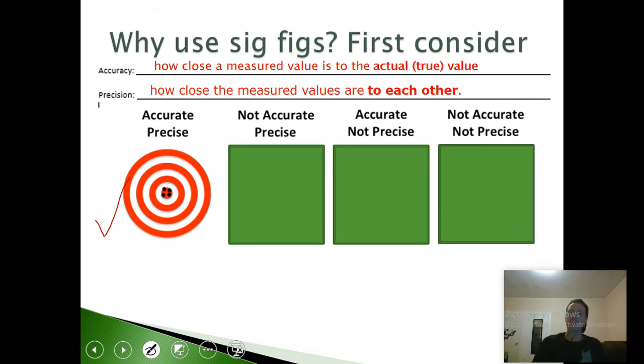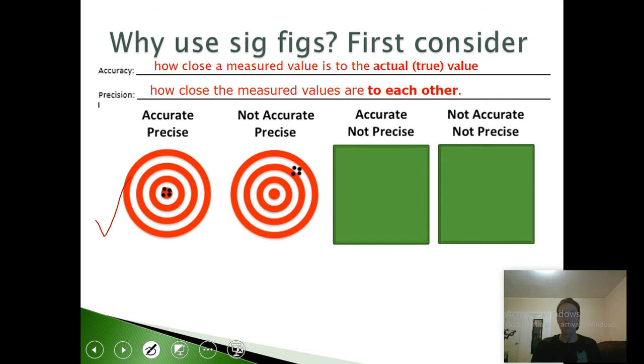But let's say you're measuring and you're not so accurate, but you're pretty precise. Not accurate means you're not really hitting that bullseye, but precise meaning you're pretty close to each other. So maybe there was something wrong with the mass balance, or the ruler was cut off and you just measured it wrong, but they were all close.